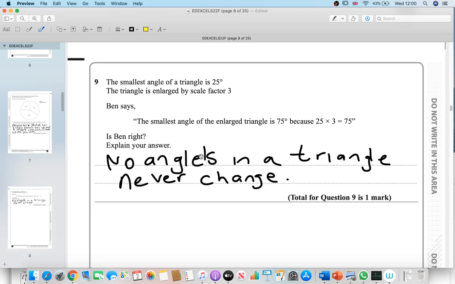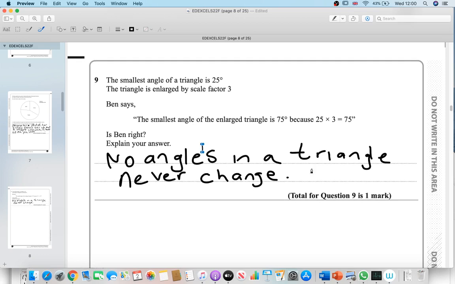Okay. No, because angles in a triangle never change. There should be an apostrophe there, guys. Sorry. So if you multiply by 3, it changes the size of the triangle, but it doesn't change the actual angles in the triangle. So the angles will still remain the same.